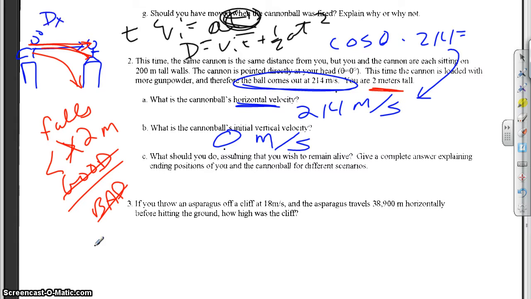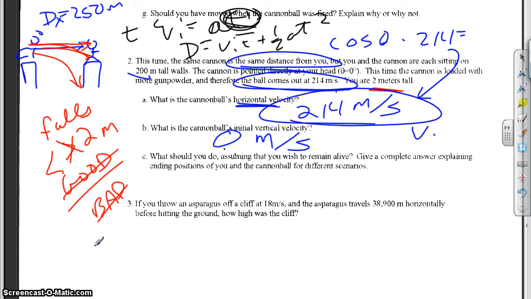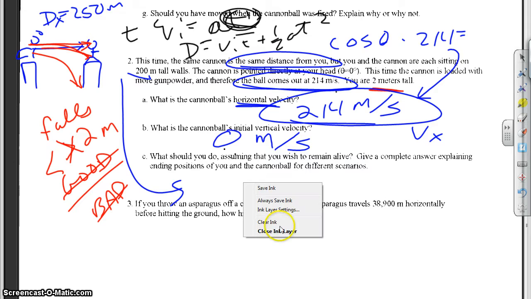You know the dx, right? Where is it? Oh wait, it's the same as the last problem. It's the same distance from you. So the last problem it was 250. So 250 meters, and you know Vx. If you know dx and Vx, I think you know a t. So blah blah blah, figure it out, come up with your answer. That's all I'm going to say about that.